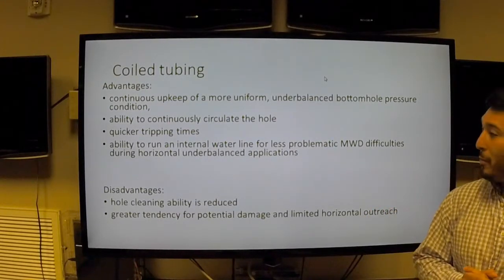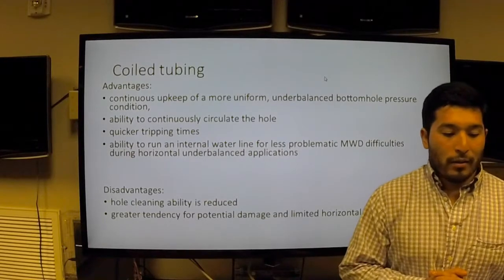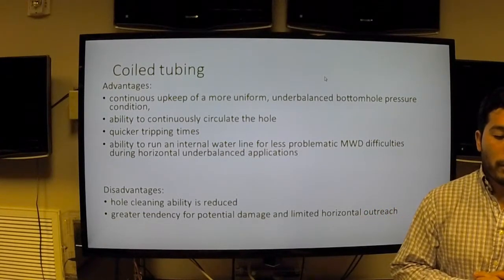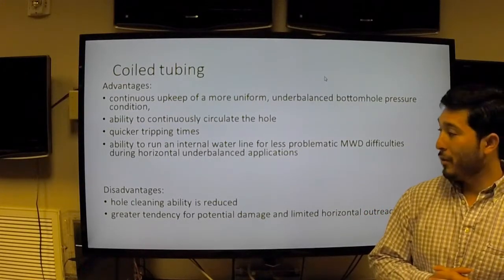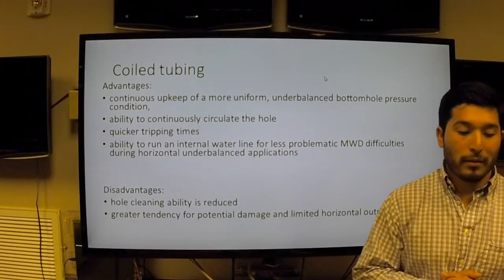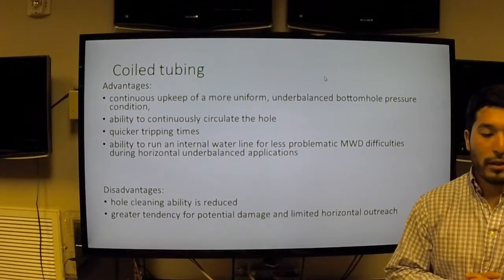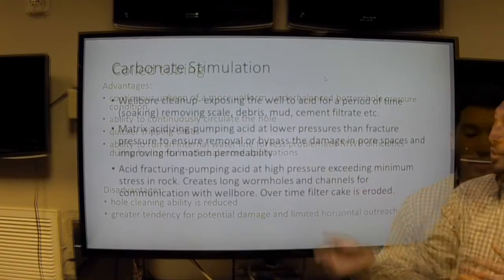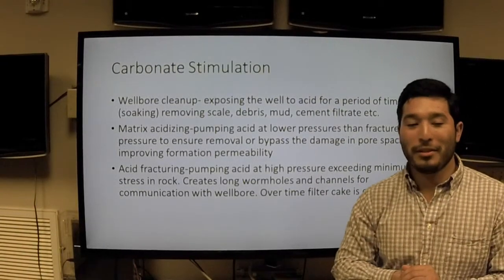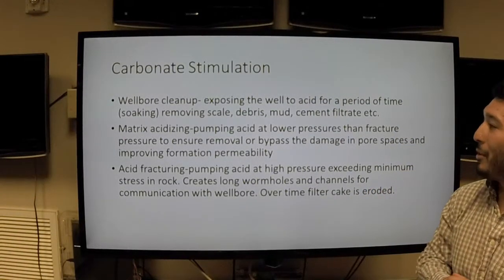However, there are also a few potential disadvantages associated with coiled tubing, particularly for underbalanced drilling, which may be related to reduced hole cleaning ability, as well as greater propensity for potential damage and limited horizontal outreach associated with current coiled tubing technology. Another step the industry has taken to overcome skin damages is carbonate stimulation.